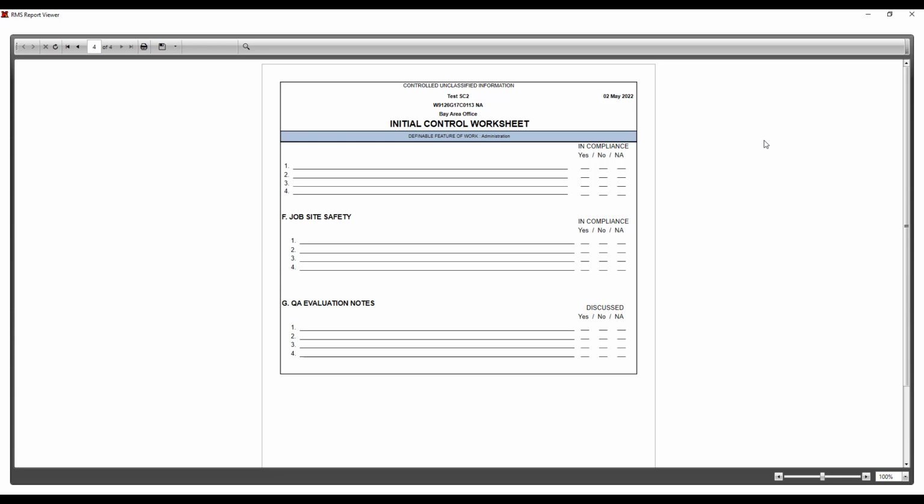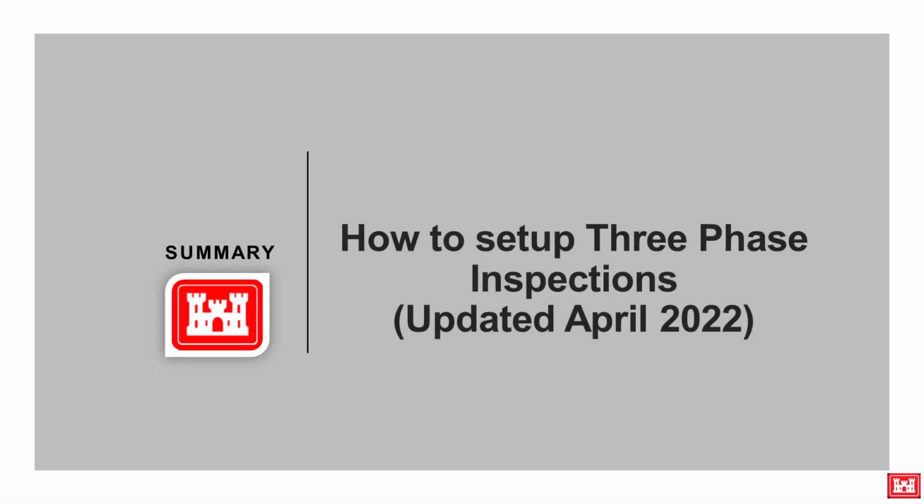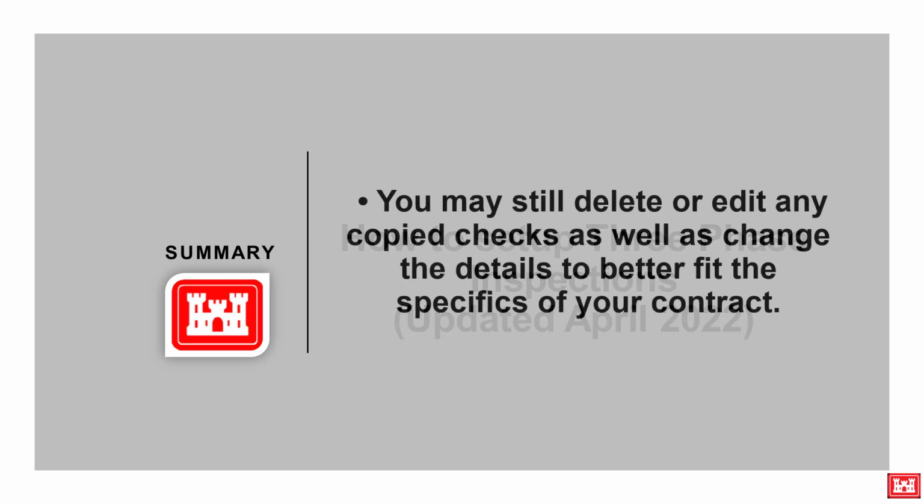These reports may help generate an agenda that can be, but doesn't necessarily have to be, used for the various QC meetings. In summary, we discussed how to set up 3-phase inspections in RMS, as well as how to demonstrate and add different types of checks from different libraries. As a reminder, even after a selection has been made, you may still delete or edit any copied checks, as well as change the details to better fit the specifics for your contract.